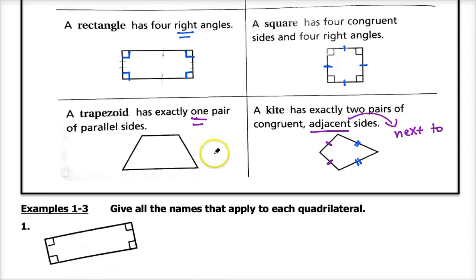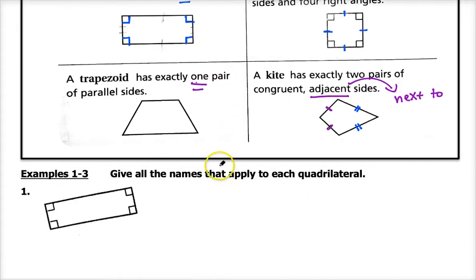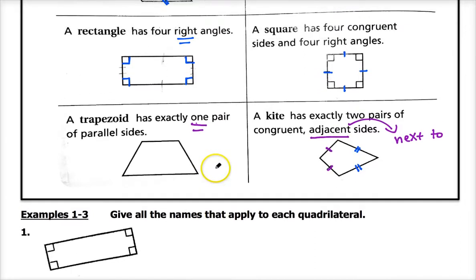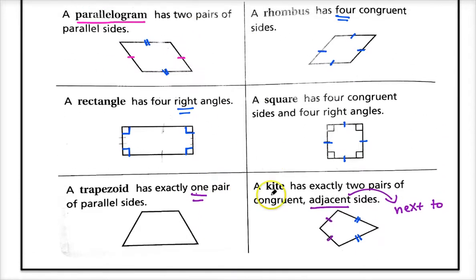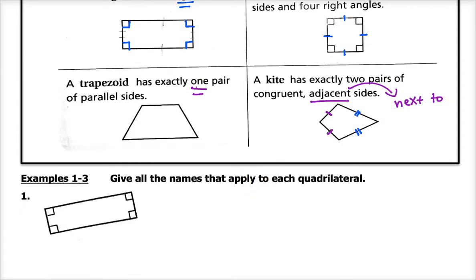So in examples 1 through 3, we're going to name each of these quadrilaterals using these 6 terms above, and notice the directions say give all the names that apply to each quadrilateral. So some of these are going to get more than 1 name. So starting out with number 1.